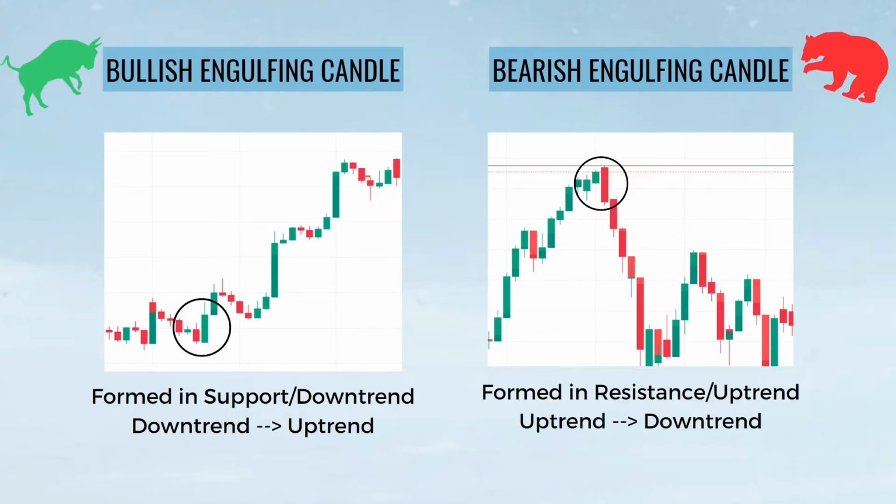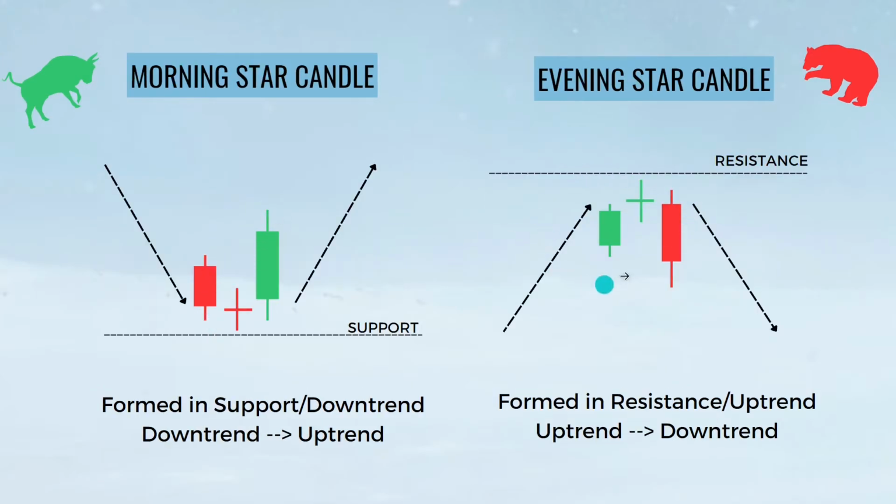Moving on to the next pattern, morning star candle and evening star candle. Basically, morning star candle, as the name suggests, is the bullish candle, and evening star candle, vice versa, is a bearish candle. A morning star candle and evening star candle are the more effective candles.